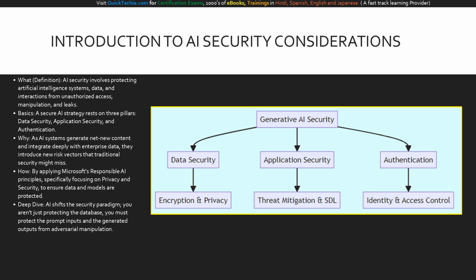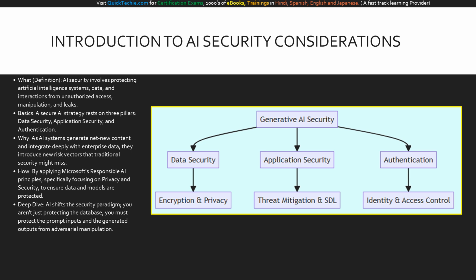Let's look at this flowchart, which maps out our security foundation. At the top, we have generative AI security, which serves as the overarching goal. This immediately branches into our three non-negotiable pillars. On the left, data security, which flows directly into encryption and privacy. This ensures your proprietary information remains yours. In the center, we have application security, feeding into threat mitigation and SDL, the security development lifecycle. This is where we protect the actual software infrastructure.